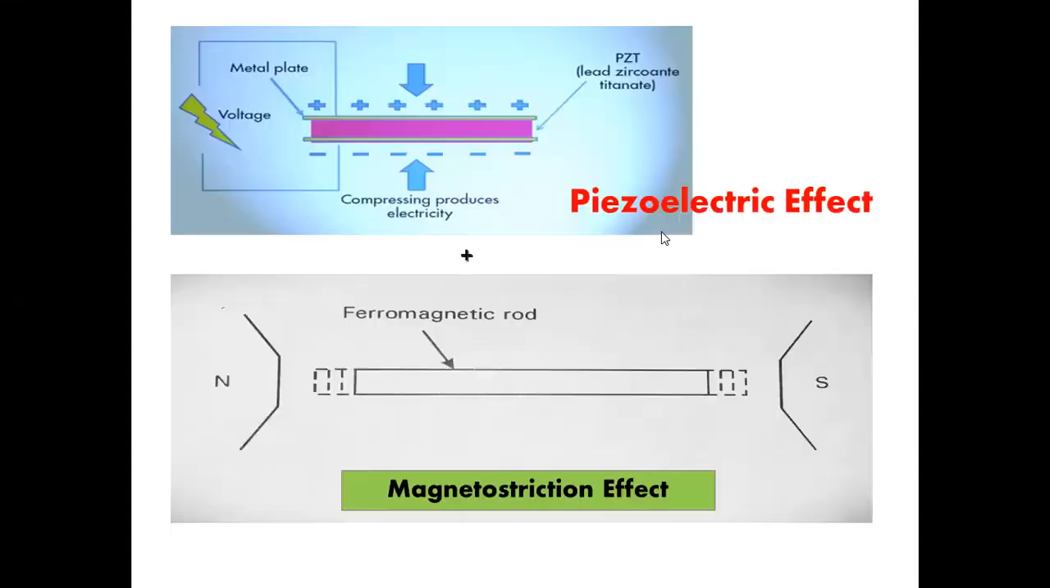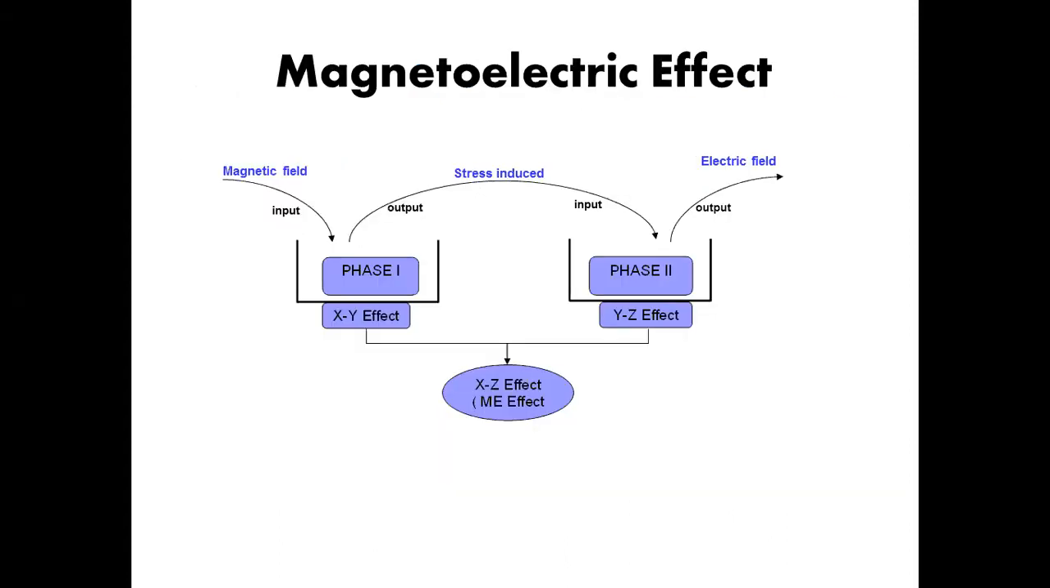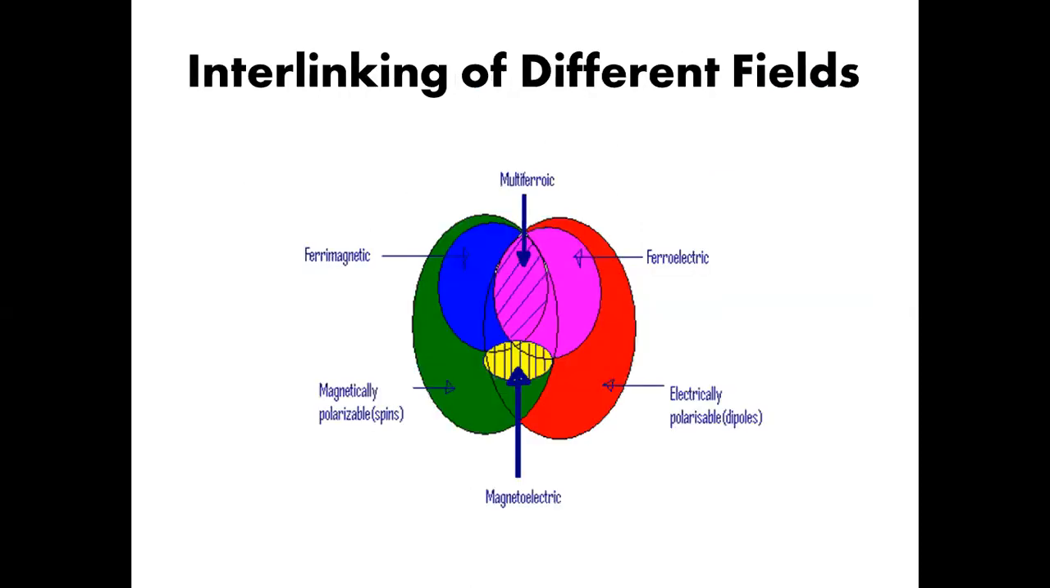So, already you have understood the meaning of the piezoelectric effect and the meaning of the magnetostriction effect, and you have understood what multiferroics or magnetoelectrics are. With the help of this diagram, I have explained what the magnetoelectric effect is, and here we have shown the interlinking of the different fields when two types of materials of different phase are mixed together.